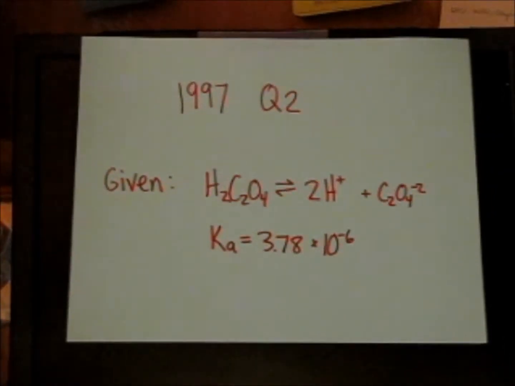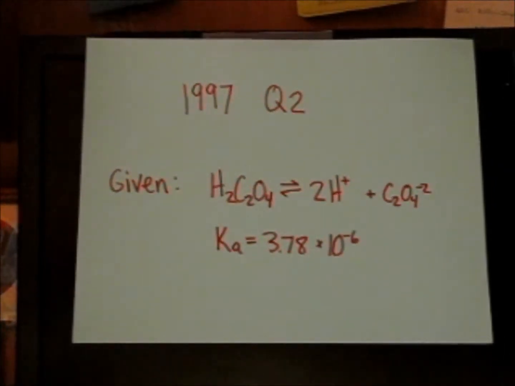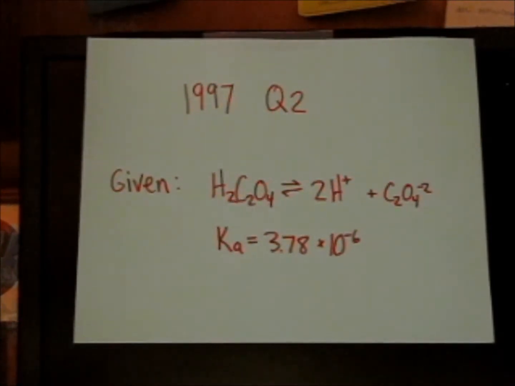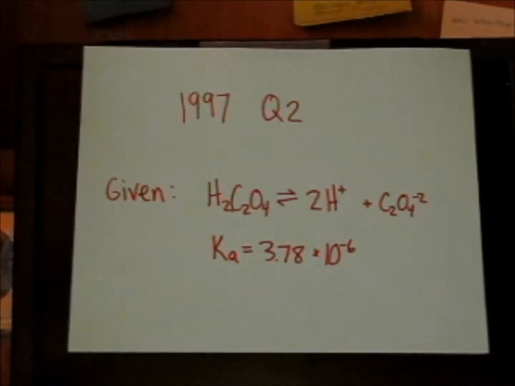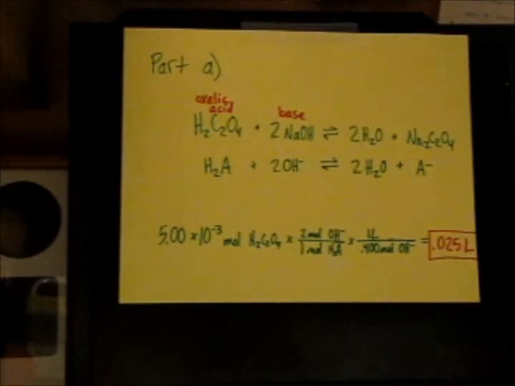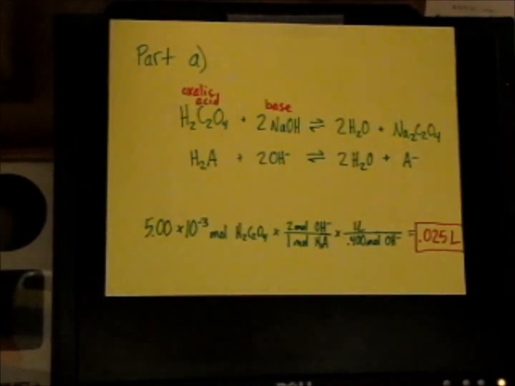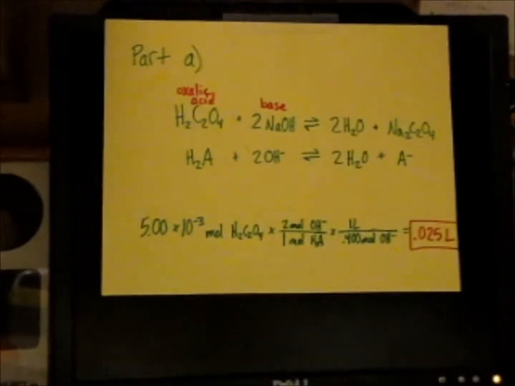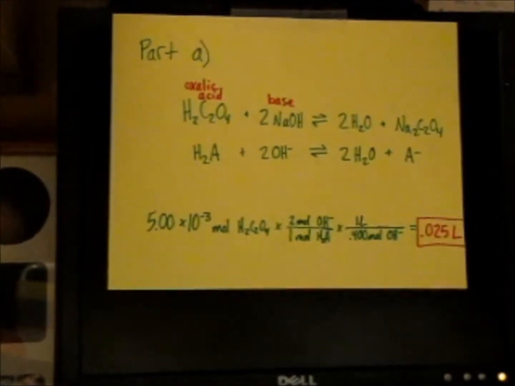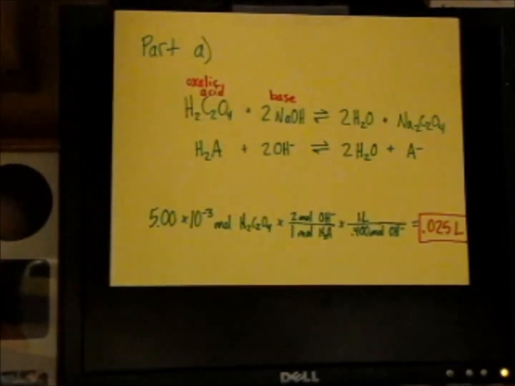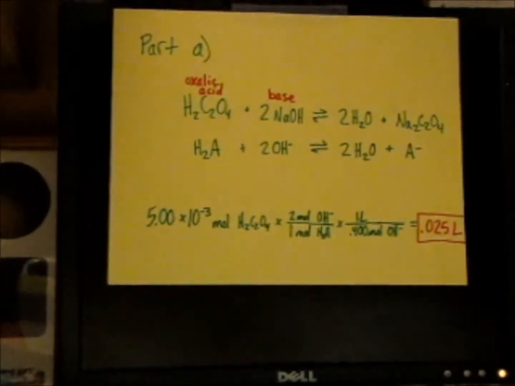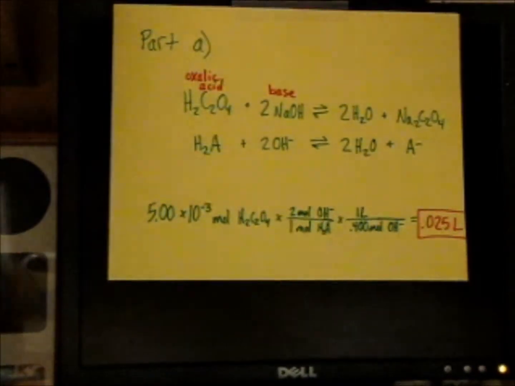This video will teach you how to solve the College Board AP Chemistry Free Response Question 2 from 1997. Part A asks, what volume of 0.400 molar NaOH is required to neutralize completely a 5.00 times 10 to the negative 3 mole sample of pure oxalic acid?